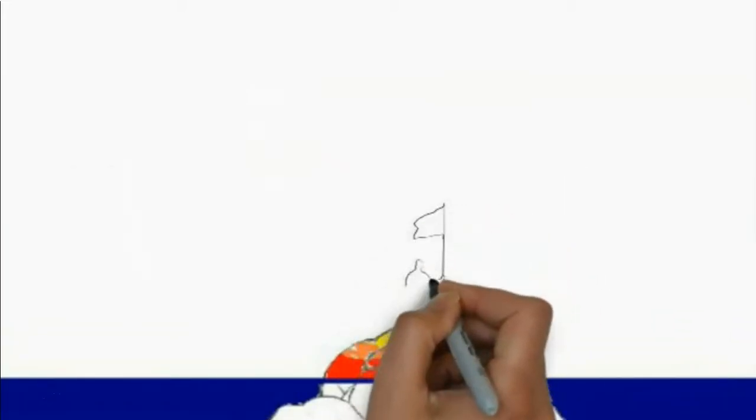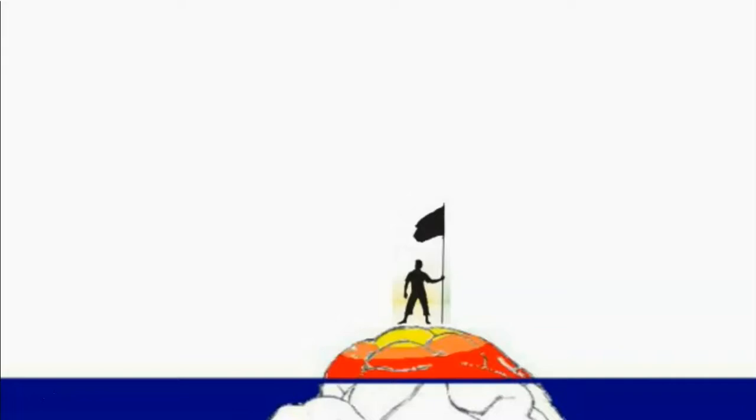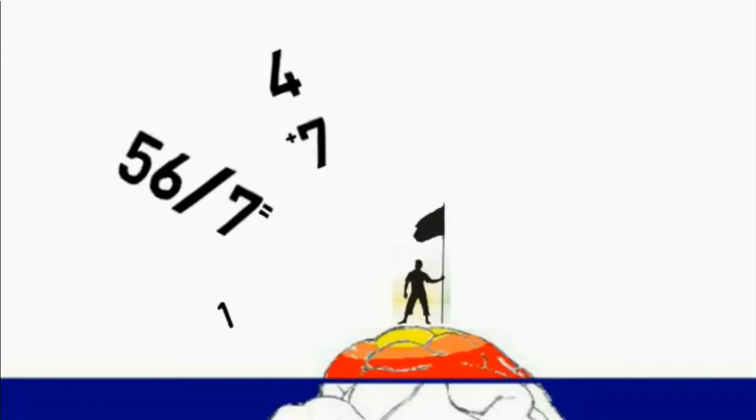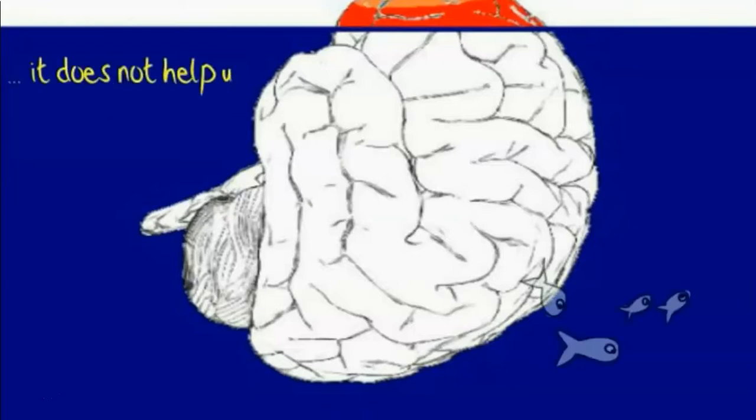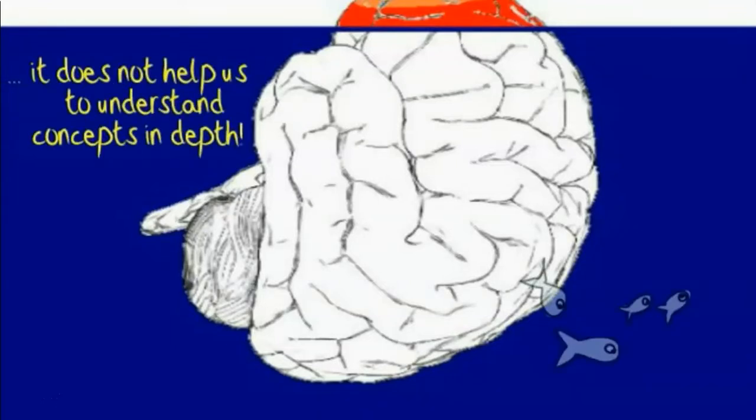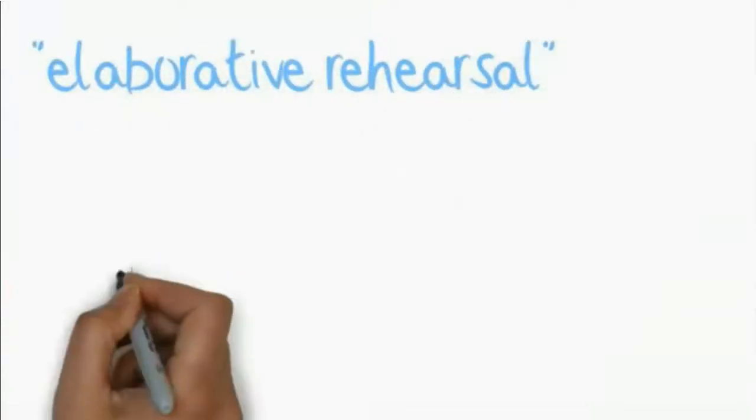Maintenance rehearsal basically affects our knowing, not our remembering. So this can be good for things like math problems or the elements in the periodic table. Although maintenance rehearsal helps us with those things we should just know, it does not help us to understand concepts in depth. That's where the second technique, elaborative rehearsal, comes in.